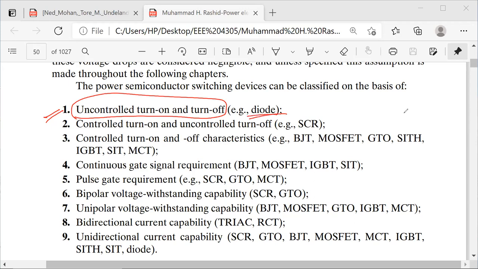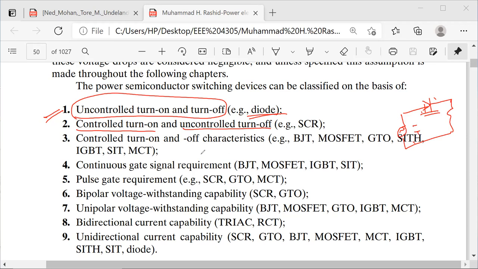Diode. So in a diode, if you apply a positive voltage here, only then it will be turned on, and when the voltage is negative, automatically the current is zero, and then it turns off. So that is why it is known as uncontrolled turn on and uncontrolled turn off. But controlled turn on, uncontrolled turn off, which device falls in this category? Thyristor. You can turn it on, but turn off will not depend on you. It will also depend on the voltage. If the current is zero and the cathode voltage is reversed, then only the SCR will be turned off.